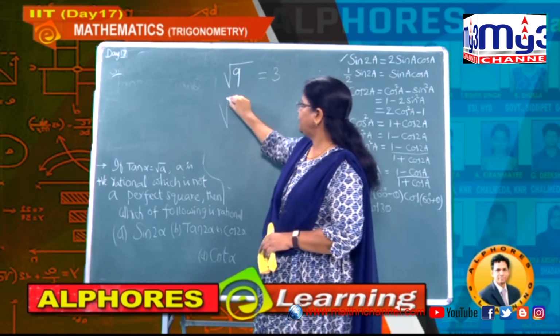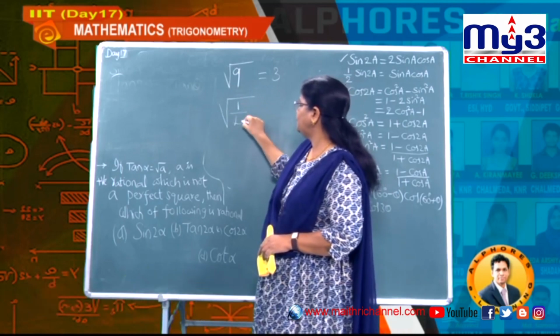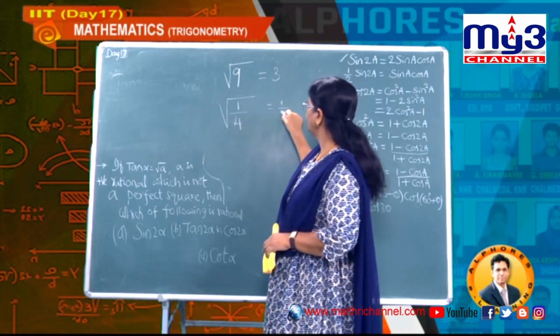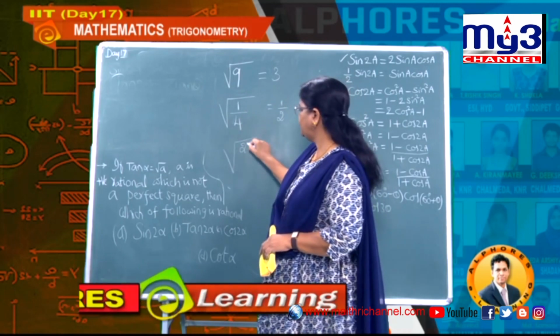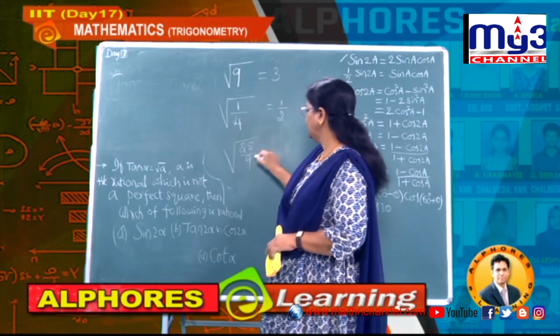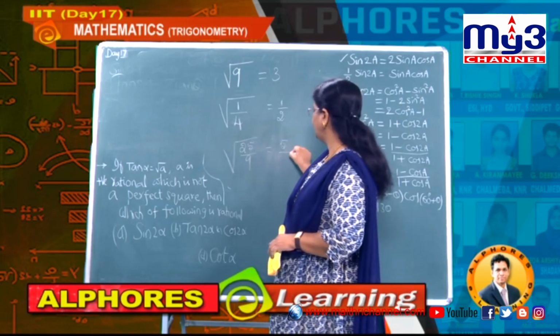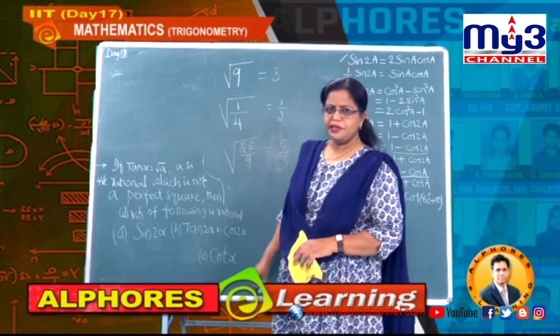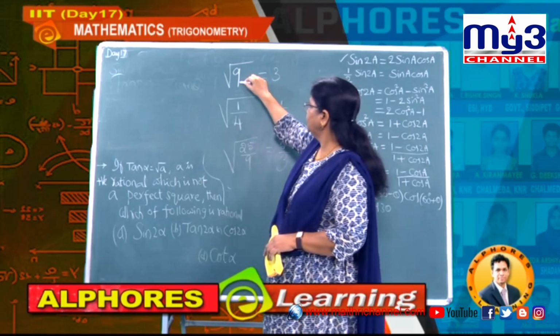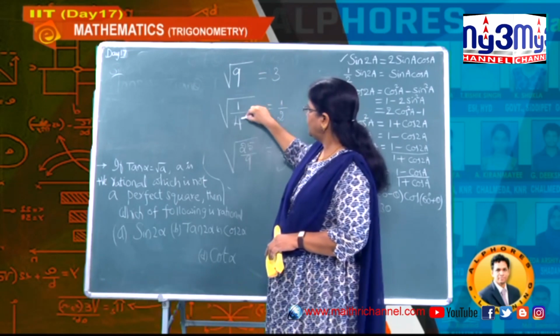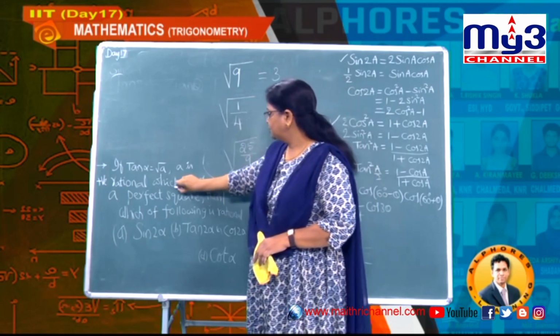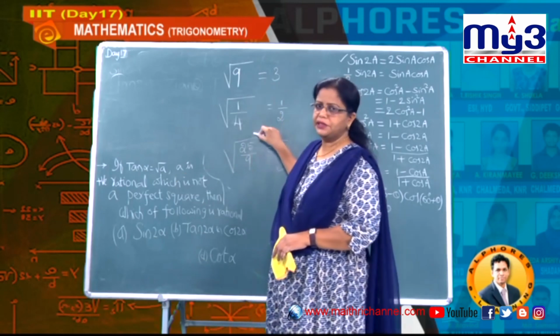And suppose if I write root of 1 by 4, then it could be again 1 by 2. If it is root of 25 divided by 9, then you could write it as 5 divided by 3. Understand, students. So now these are all rational numbers, which are perfect squares. Understand.